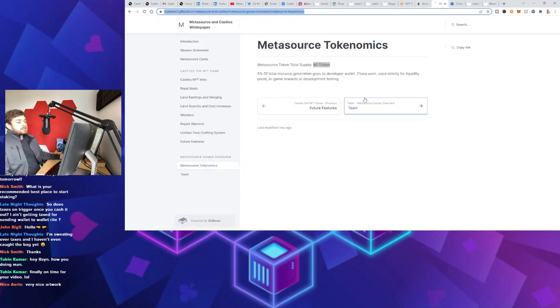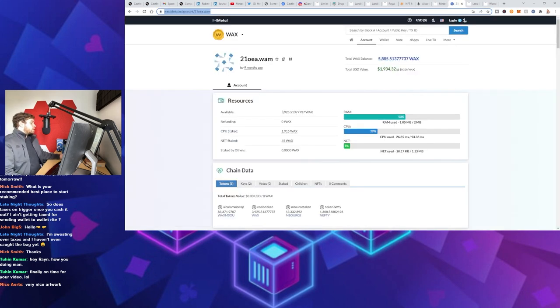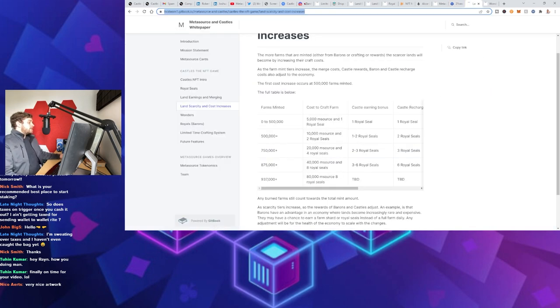Now, also looking at the token, there are 60 trillion tokens in circulation, 5% of which goes to their developer wallet, which is right there. They list that for you if you want to dig into that wallet yourself. And actually, I have it pulled up here. So there's that. Now the scarcity. There is some pre-built scarcity in this, right? As farms are minted, the cost to mint and create them is going to gradually increase over time. So I think the play there, again, if you're actually going to be a contributing member of the community and play the game, is to get in early and power farm.